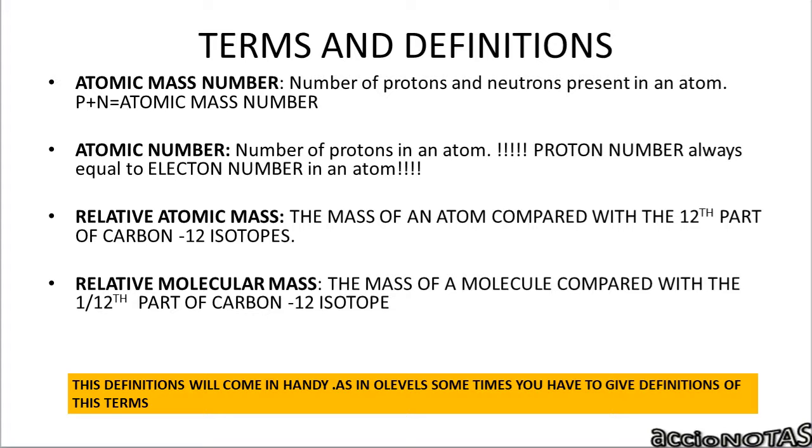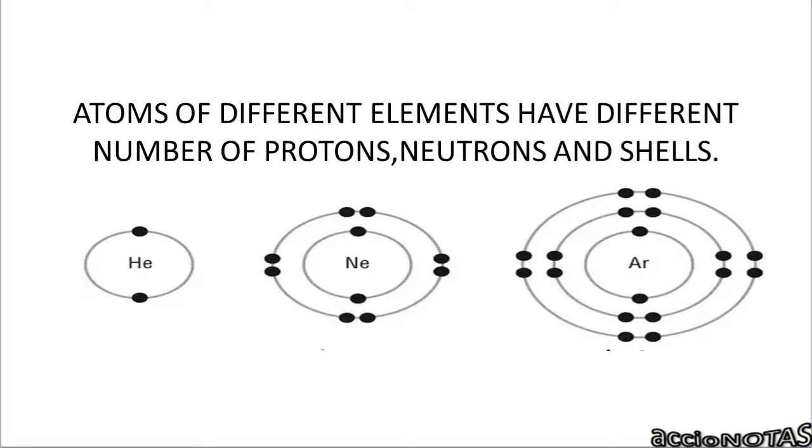Relative atomic mass: the mass of an atom compared with the 1/12th part of carbon-12 isotope. Relative molecular mass: the mass of a molecule compared with the 1/12th part of carbon-12 isotope. Now, relative atomic mass and relative molecular mass, these two terms are quite important because you have to mention the carbon-12 isotope. Atoms of different elements have different numbers of protons, neutrons, and electrons, thus they also have different numbers of shells.